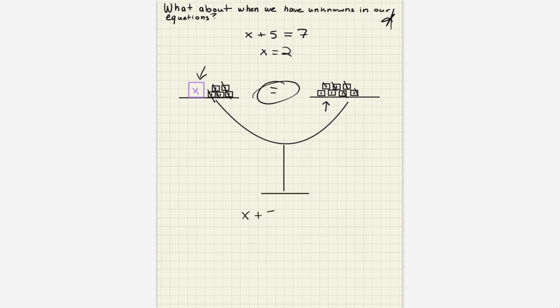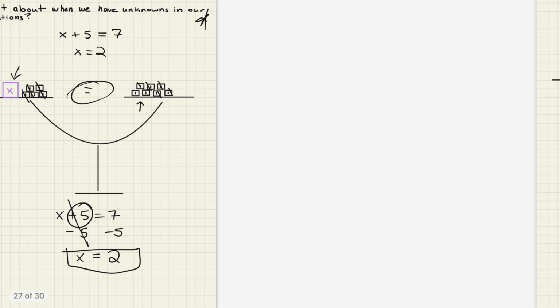We had this equation x plus 5 equals 7, and what we actually did is we took away 5 weights. But we did the same to both sides so that we would keep the weights balanced. 5 minus 5 is 0, so this goes away. And then we can just think about doing 7 minus 5, which is 2. So we got the same answer just by subtracting off the 5 that was being added to the x.